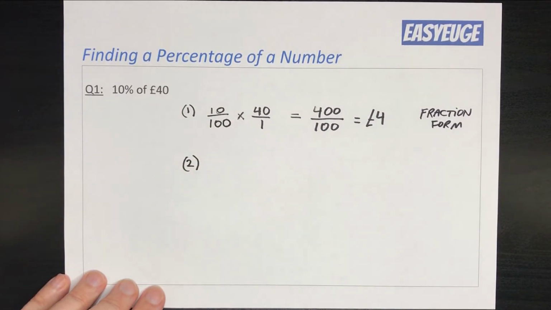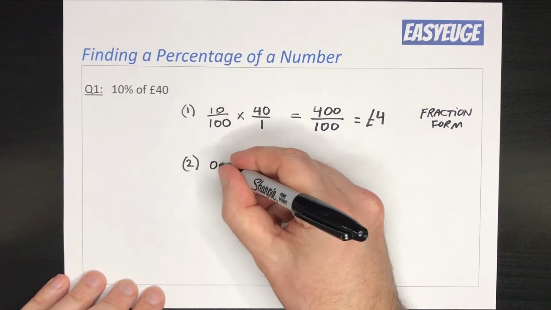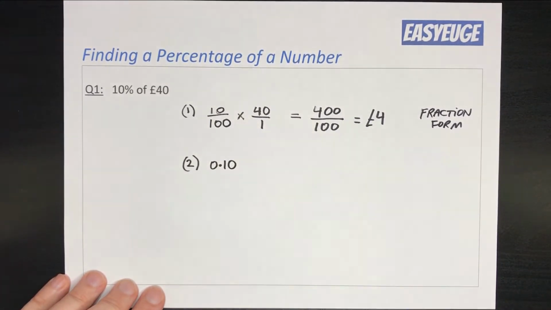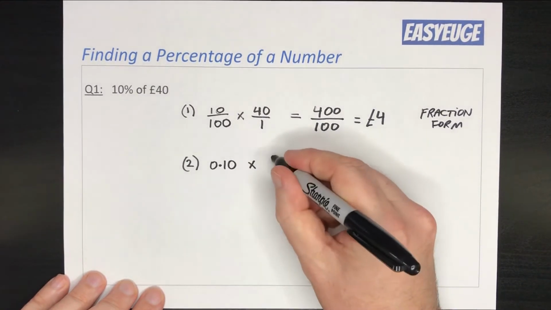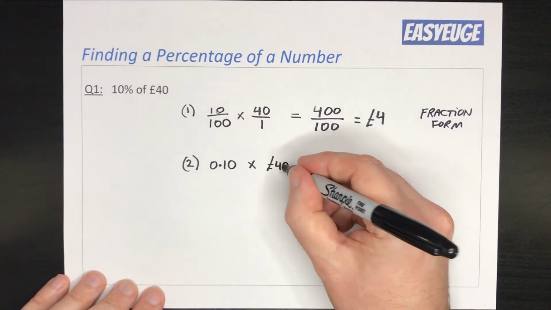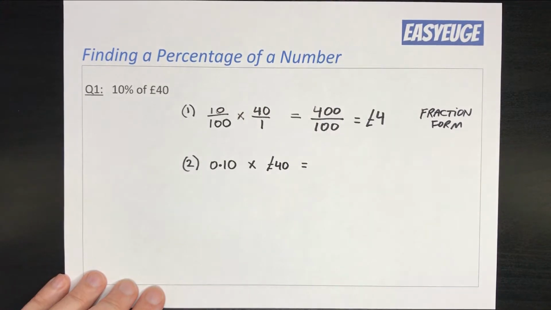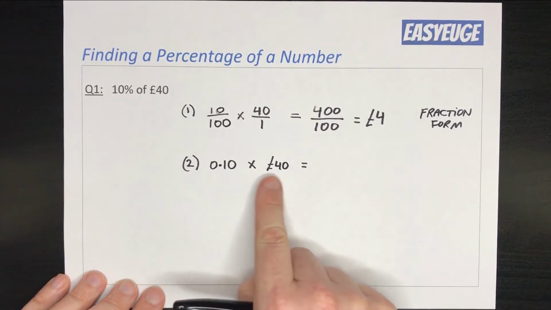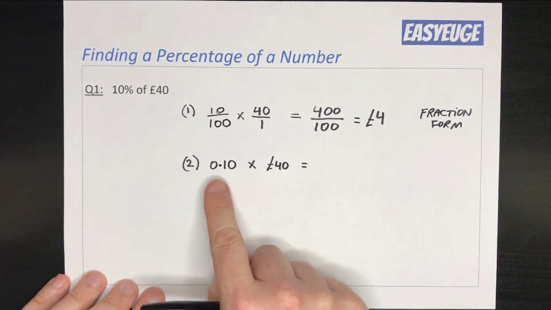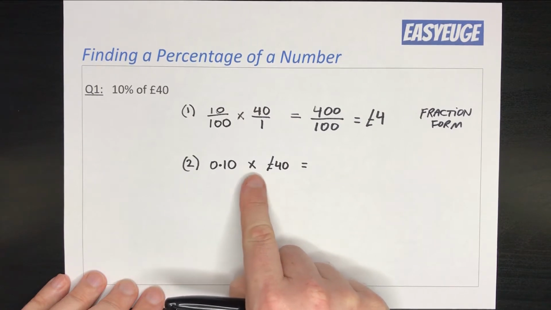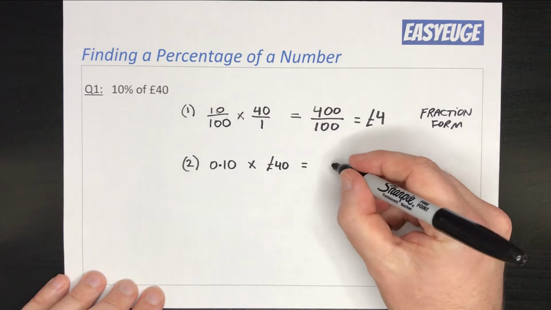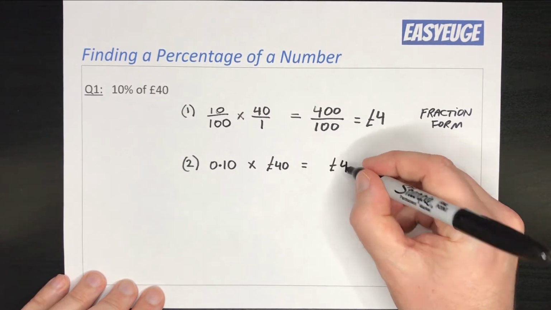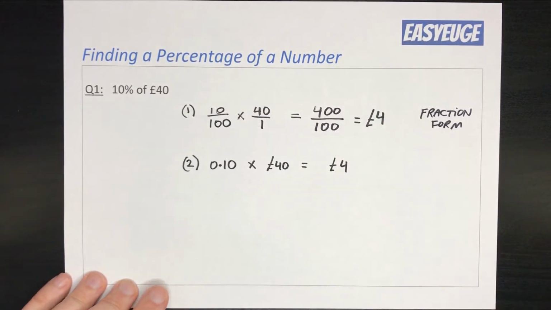10% as a decimal is 0.10. Of means multiply, and £40 is very simply £40. So what you would do is you would take this and punch it into your calculator as 0.1 multiplied by 40 and press equals, and the answer would come out as 4, and the unit is pounds.